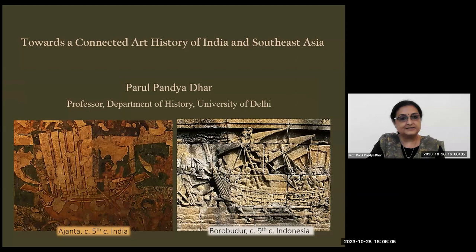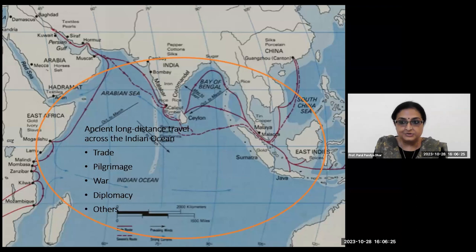Now, interactions between early India and Southeast Asia traversed the tangible domain of goods and material culture, but also the intangible exchanges relating to ideas, knowledge systems, beliefs, and practices. Long distance material and human migrations transpired on account of a variety of reasons that we may like to group broadly, say for example, pilgrimage, trade, war, diplomacy, and as we shall see ahead, much more.